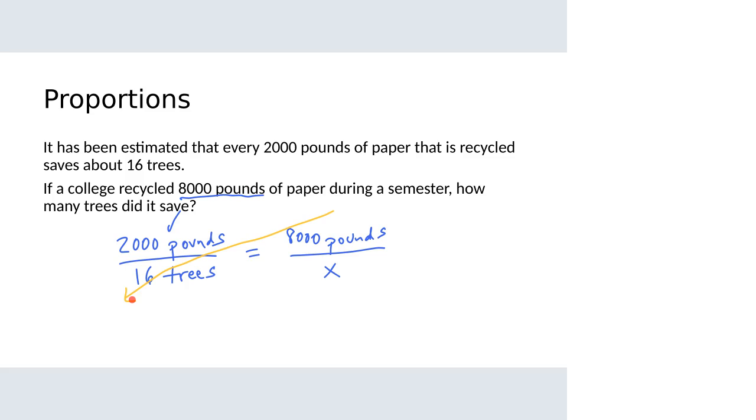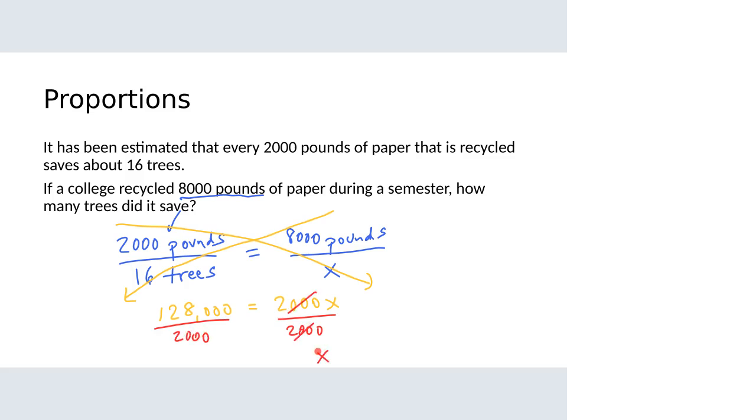8,000 times 16 is 128,000. Go in the other direction, that's 2,000 times X. The variable can be on the right. That's totally fine. There's no rule that says it has to be on the left. But just like we've done before, to get rid of that multiply by 2,000, we're going to divide by 2,000 on both sides.